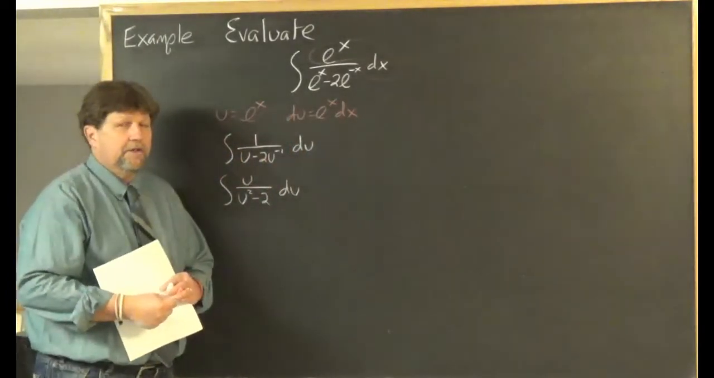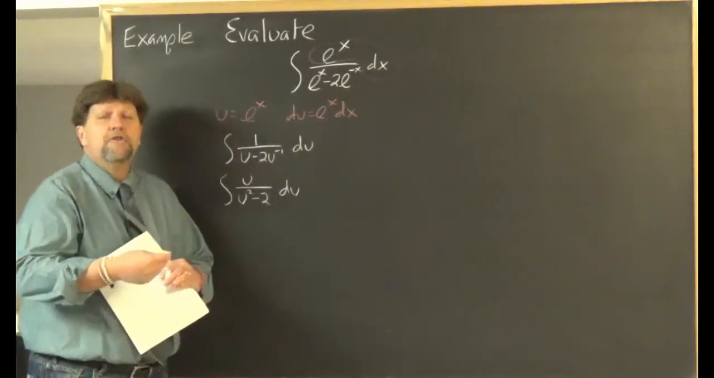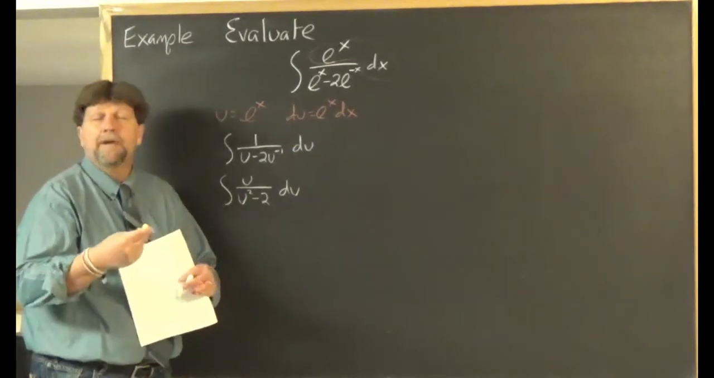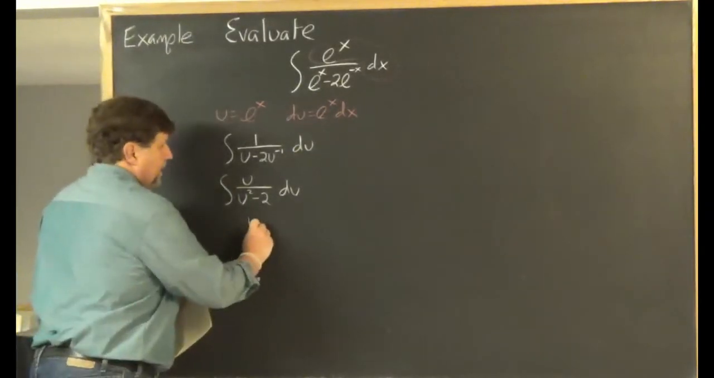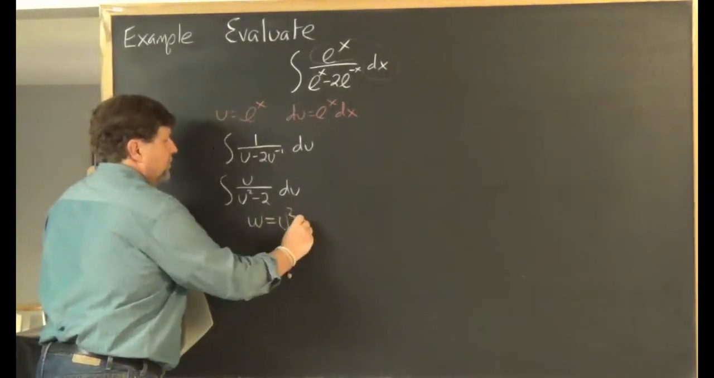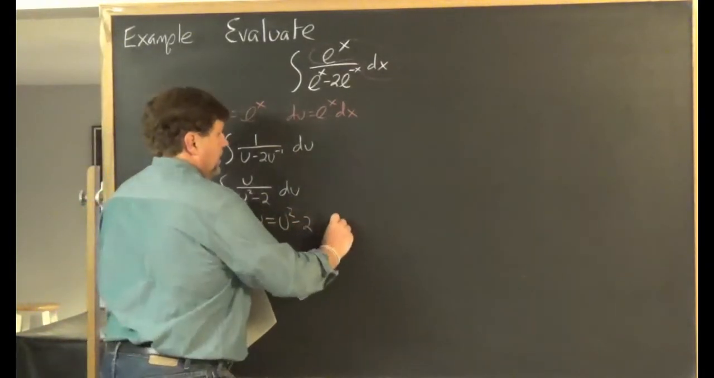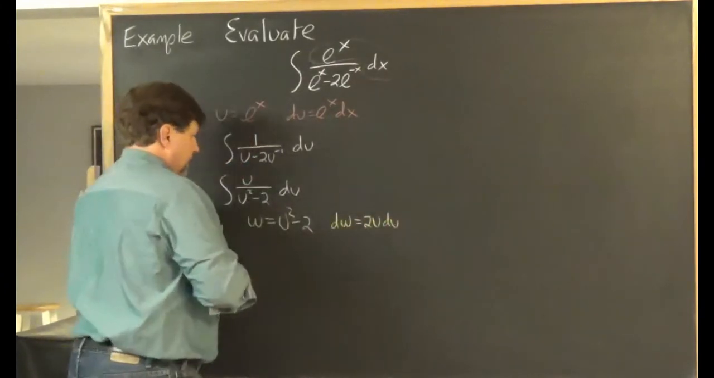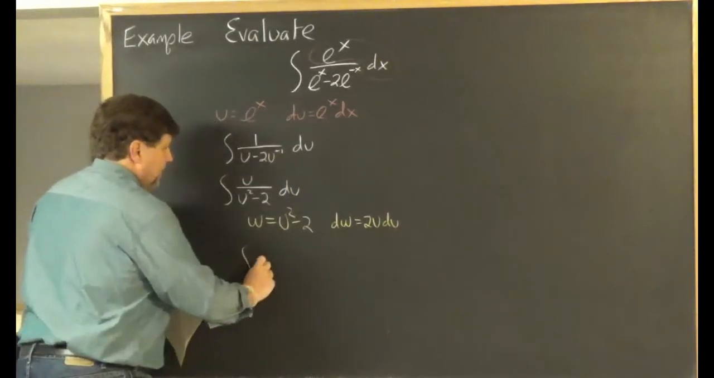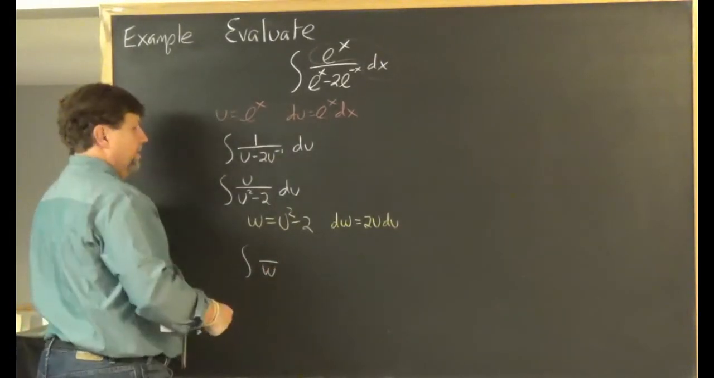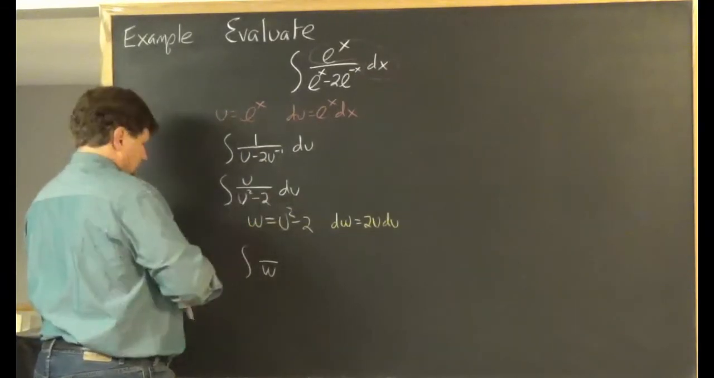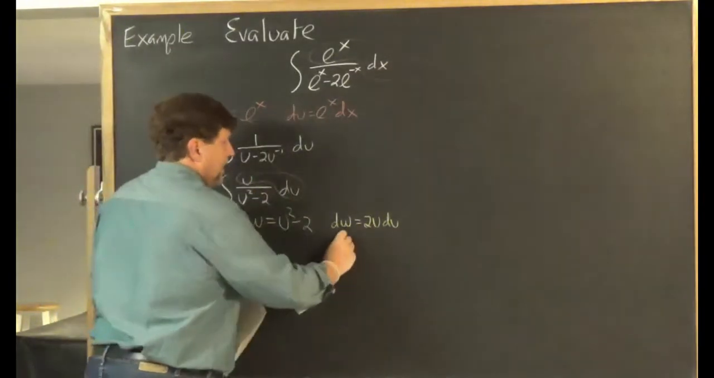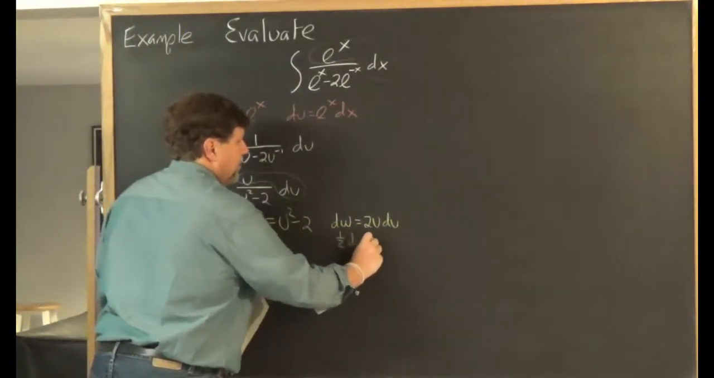I would do another substitution, except I can't use u again. I'll lose track of what I'm doing. So I need to pick something else to do a substitution. So I'll pick w. I let w equal u squared minus 2. dw equals 2u du. So when I substitute in, my denominator is w, and then the u du, u du is 1/2 dw.